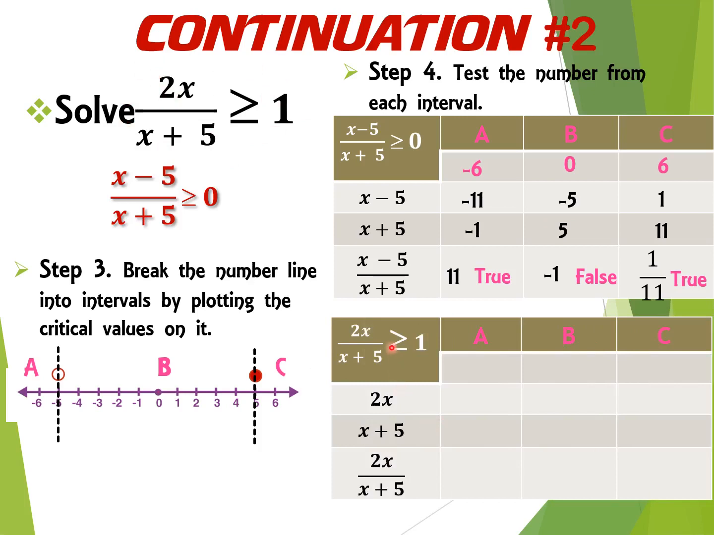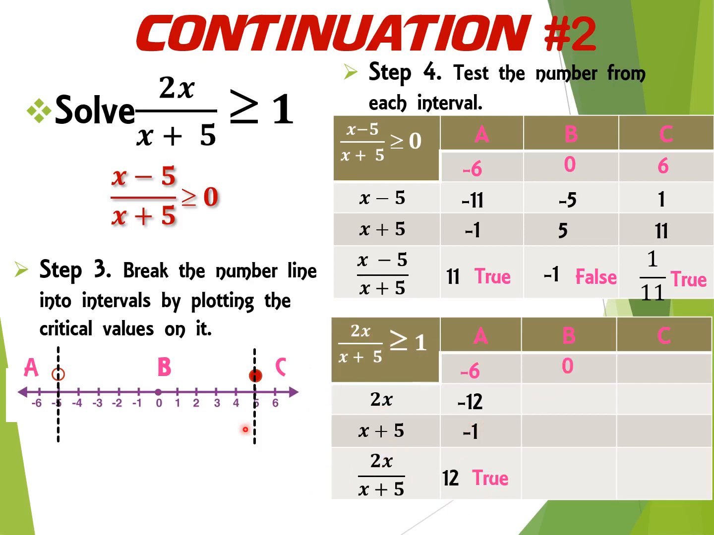So, ito ang gagamitin natin. Same partition. Let's try negative 6. For the numerator, you have 2 times x. So, you will have negative 6 times 2 is negative 12. And then negative 6 plus 1 is negative 1. So, divide this, you will have positive 12. So, 12 is greater than or equal to 1. So, again, this is true.